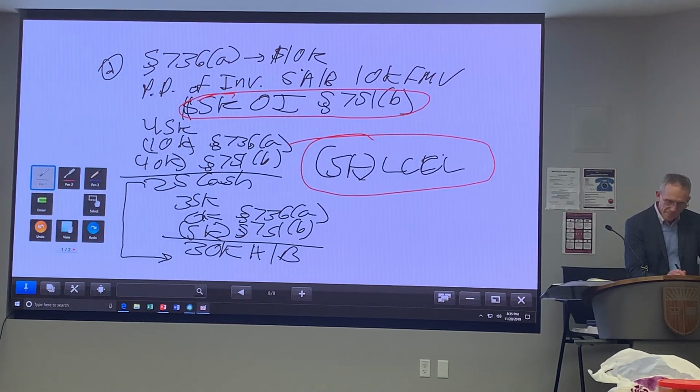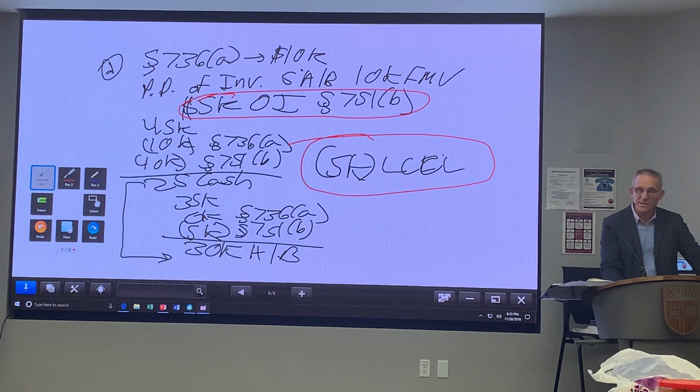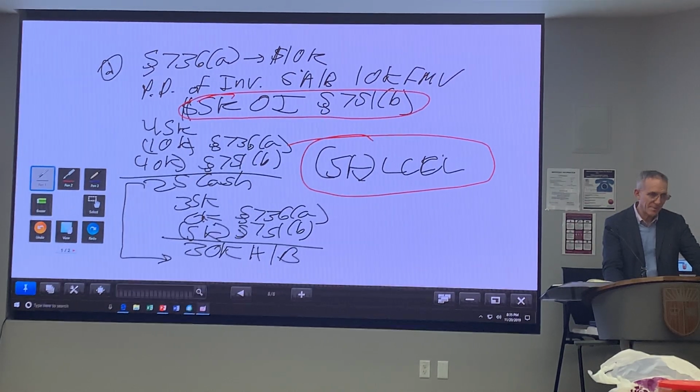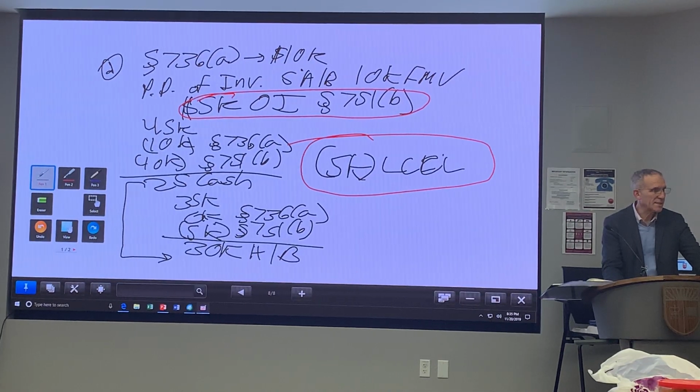So, to summarize, he has $5,000 of ordinary income as a result of 751B, and he has a $5,000 long-term capital loss as a result of this distribution.